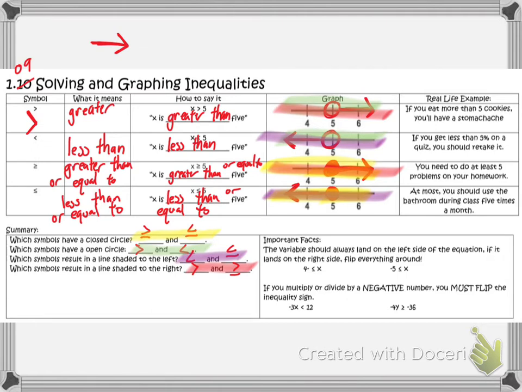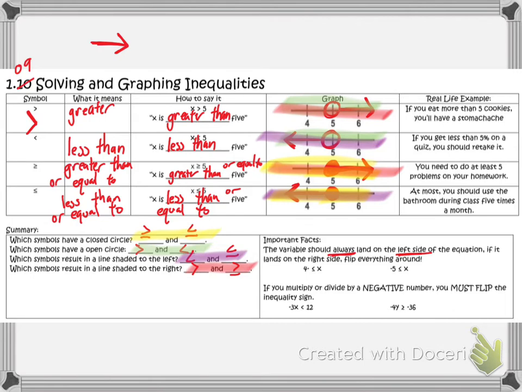Alright, so some important facts. As you guys know, when we're solving them, we do treat them like equal signs. The only thing is that the variables must always land on the left side. Always, always, always land on the left side. If it lands on the right side, I need you to flip it around. It's going to make more sense if the variable is on the left side. And when you flip it around, you're going to flip everything around.